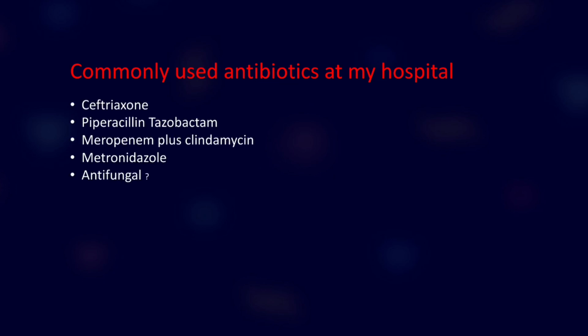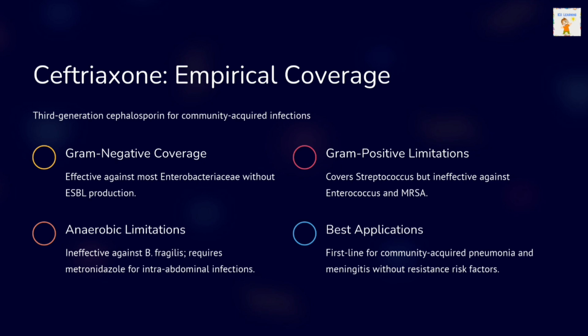Now, in my hospital, probably what we would have done for these patients. There are certain options that, depending on who saw the patient, different people would think differently and start different things. So, let's see one by one. We would have considered starting ceftriaxone, piperacillin tazobactam, meropenem plus clindamycin, metronidazole, and probably someone would have also thought about antifungals. So we will dissect each of these and see what organisms they cover and when their use is appropriate. So let's start with ceftriaxone as empirical cover.